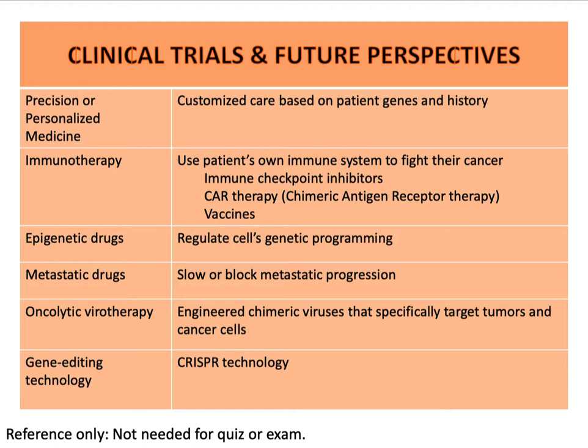So you may have heard about precision medicine, also known as personalized or individualized medicine, and this is the hope that in the future, all people will be treated based on their genetics and history. This is a lofty goal, but there has been some progress. Some cancer patients have already benefited from targeted therapies.